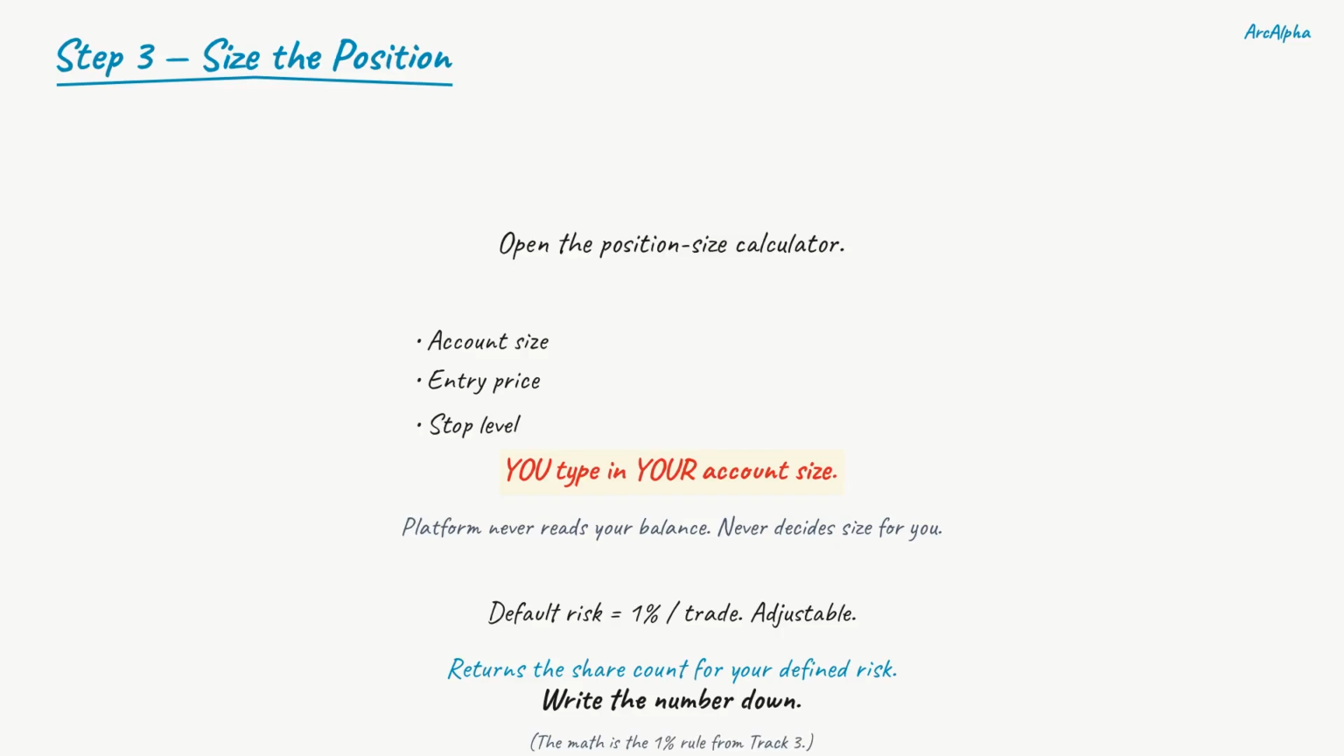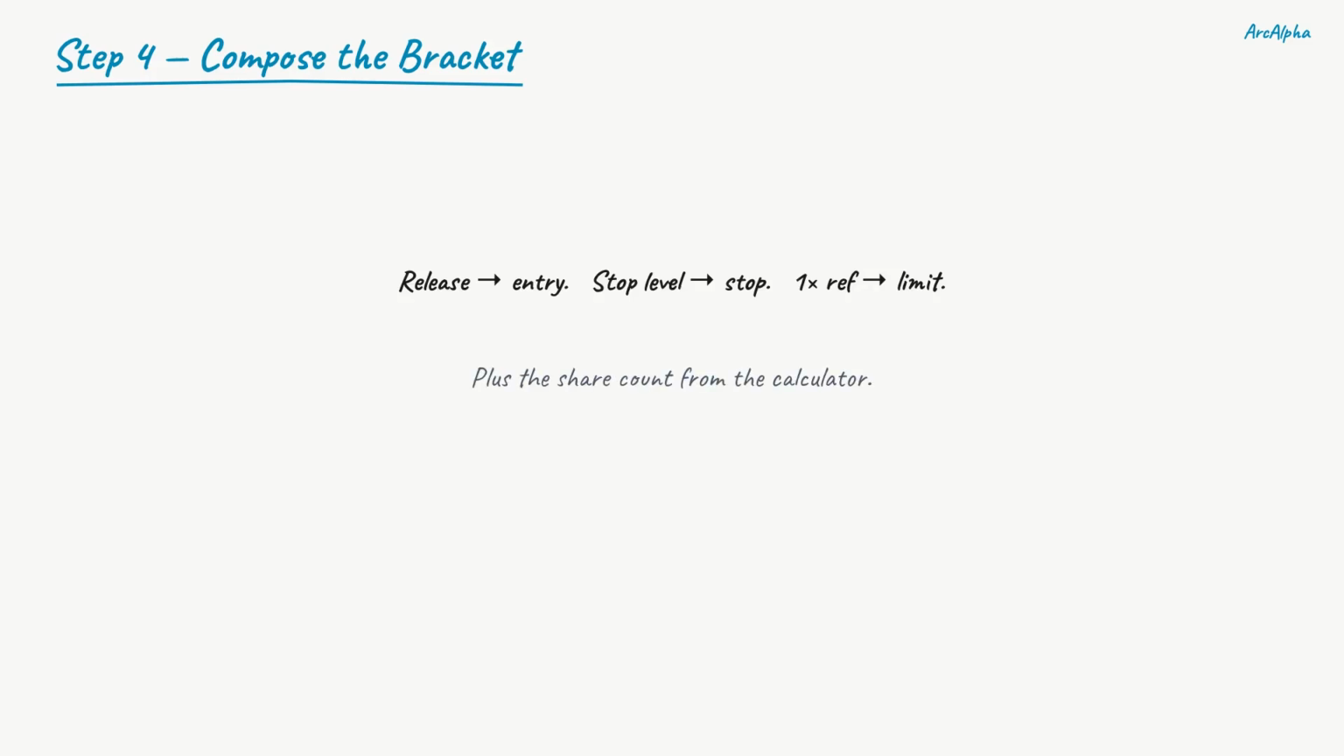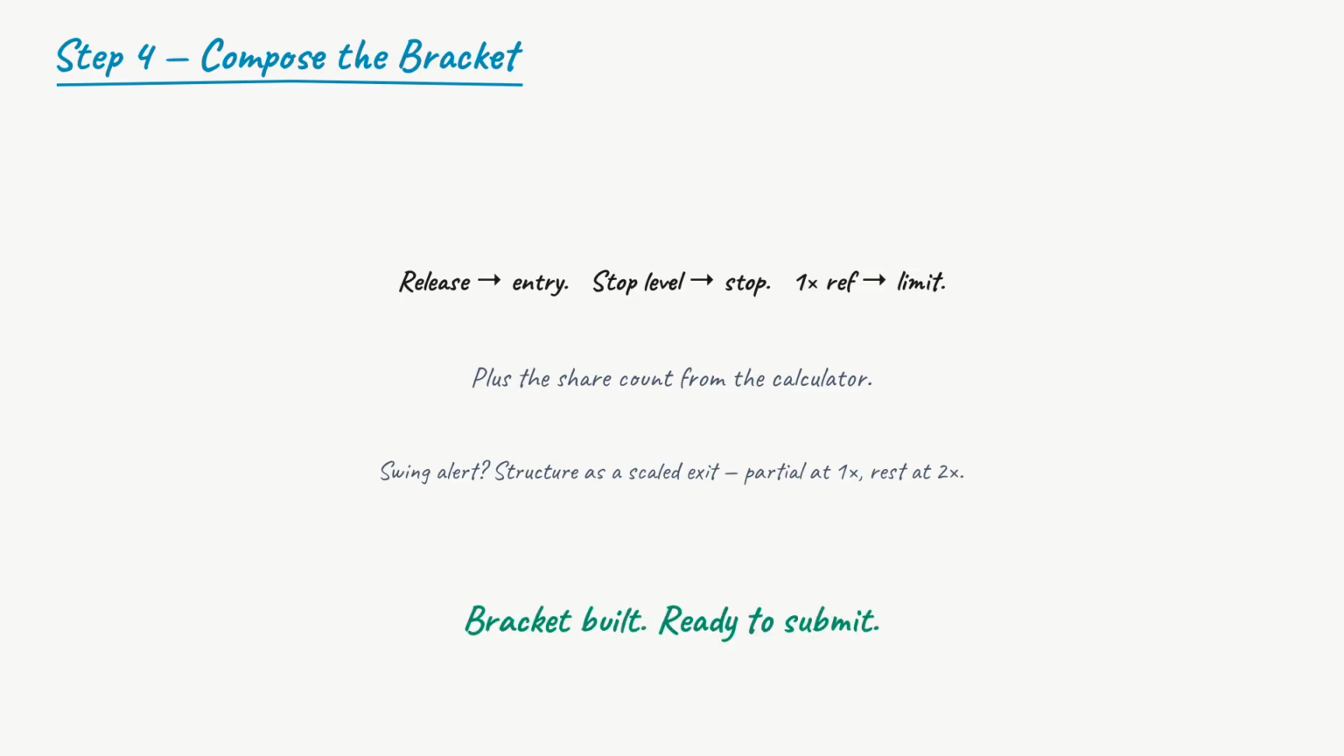The calculator is a teaching tool. The math behind it is the same 1% rule from track 3. Step 4, compose the bracket order in your broker. 3 numbers: a release point as the entry, stop level as the stop, first measured move reference as the limit, plus the share count from the calculator. If it is a swing alert, you can structure the bracket as a scaled exit, partial at the first reference, remainder at the second. Bracket built, order ready to submit.